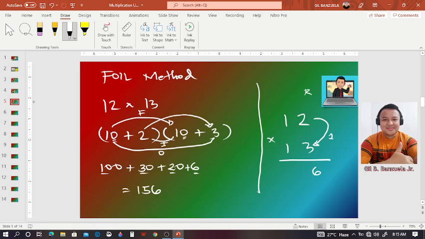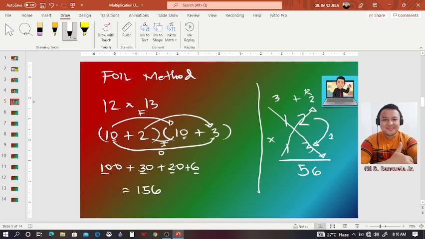Then, minultiply niya itong 1 and 3. So, 1 times 3, that is equal to 3. Then, multiply niya yung 1 and 2, that is equal to 2. Okay? Then, 3 plus 2, yung sum nila, yun yung ilalagay natin dito sa gitna.